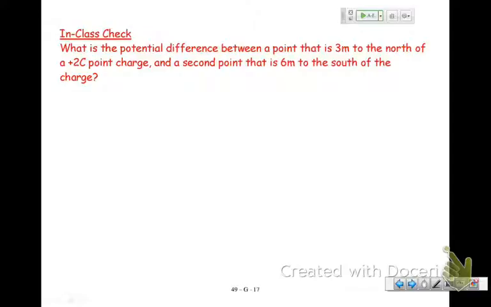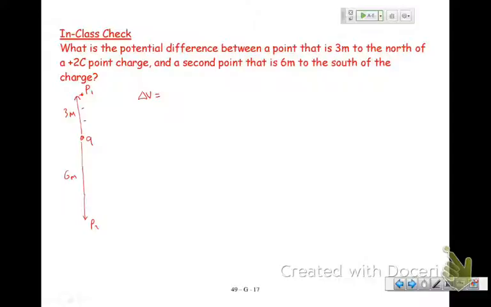So what is the potential difference between 2 points? Between a point that is 3 meters north. So here's my Q. This is P1, which is 3 meters. And the second point is 6 meters to the south. P2. 6 meters.